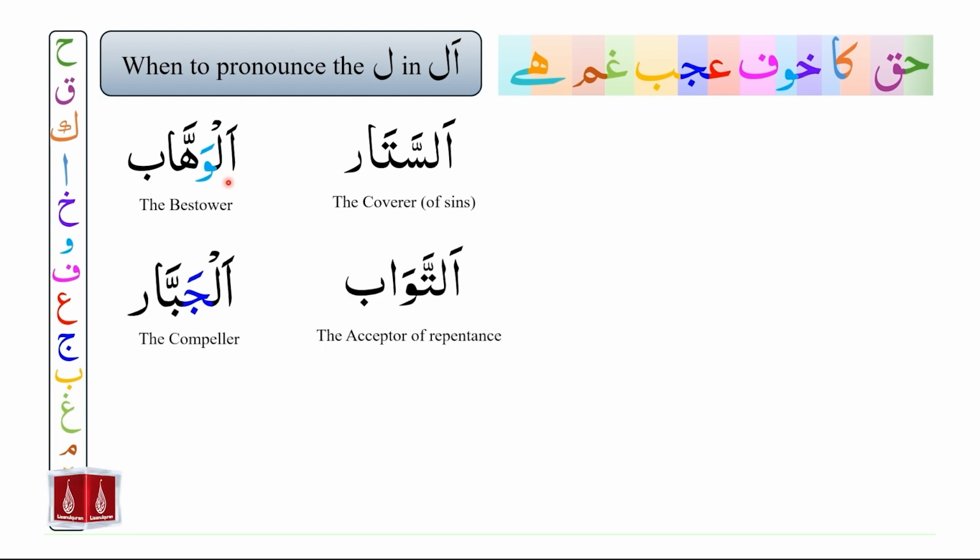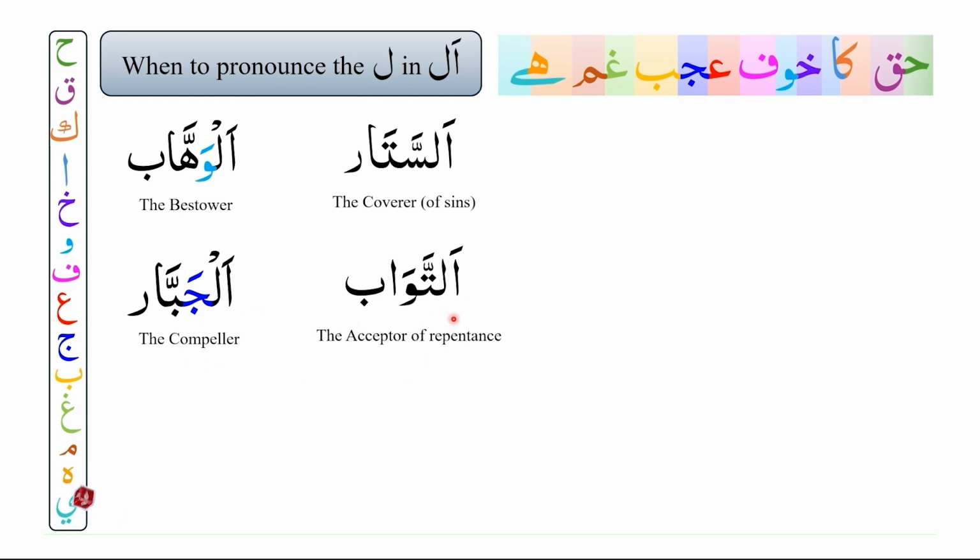Next example, Al-Jabbar, At-Tawwab. Al-Jabbar means the compeller. At-Tawwab means the acceptor of repentance. Let us look at Al-Jabbar. Why am I pronouncing the lam in Al-Jabbar? If I'm pronouncing the lam, that means that jim must be in the list of alphabets in haq ka khauf ajab gham hai, and we identify jim in that list of alphabets.